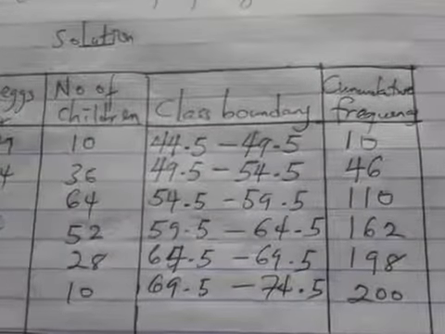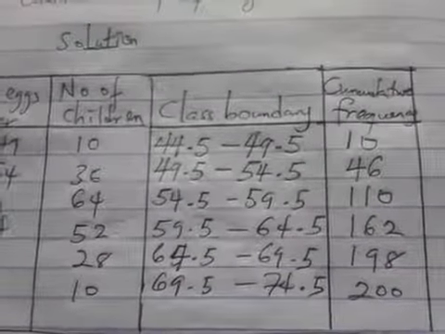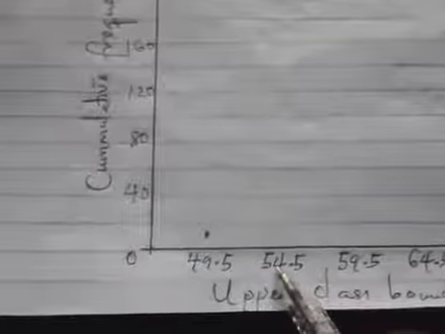You check the second one in the table. The second cumulative frequency is 46, 46 for 54.5. Look for where 46 is. 46 should be here. The next one, 110 for 59.5. 110 should be around here. That's how you find the point for each measurement between the upper class boundary and the frequency. So let me do mine and finish it up.